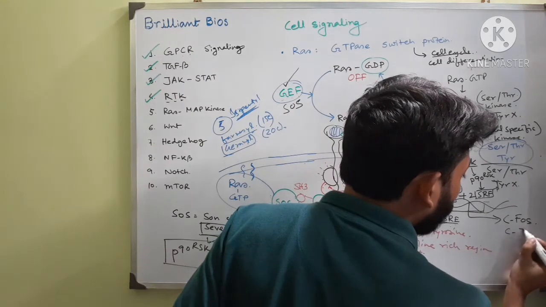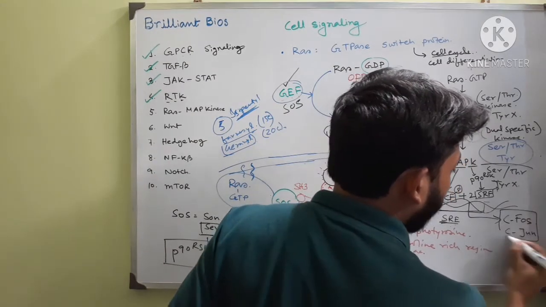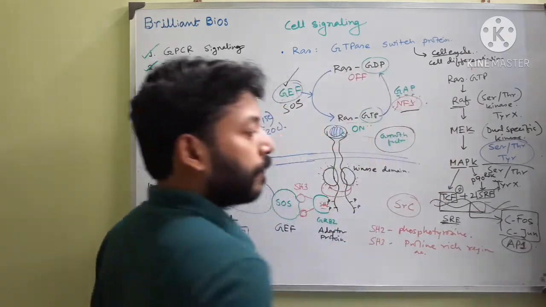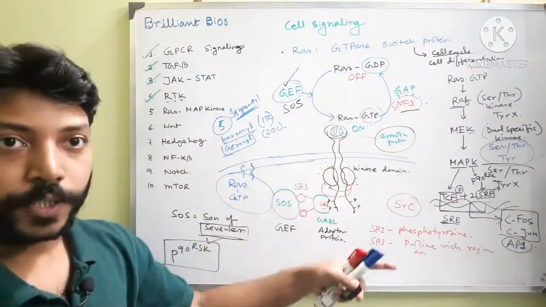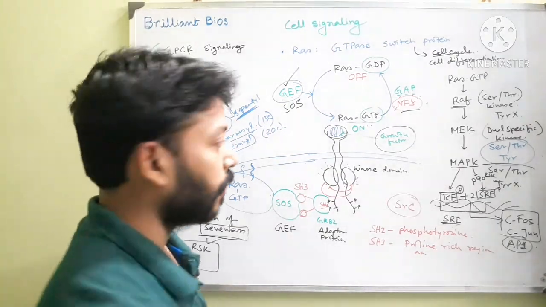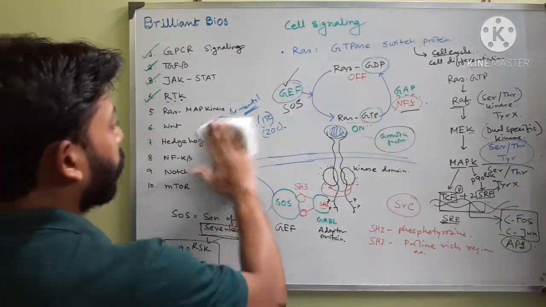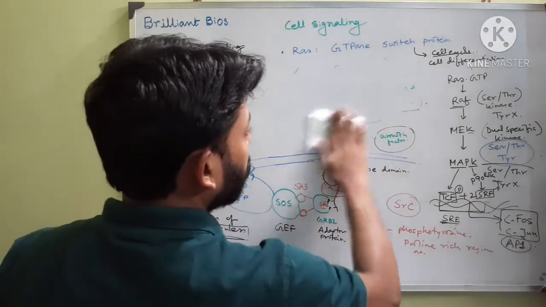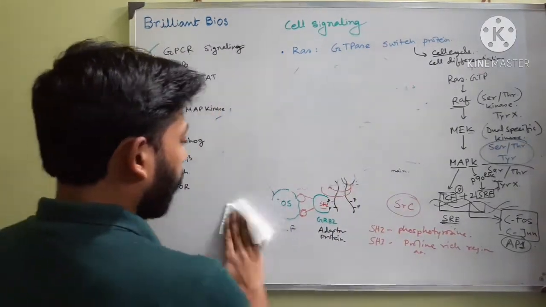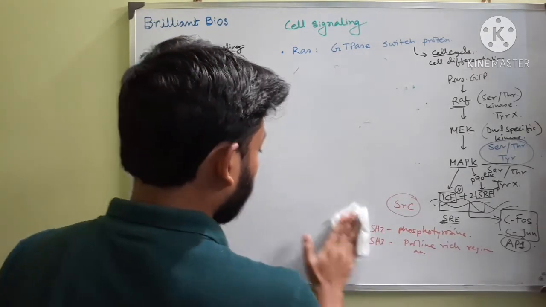CFOS associates with C-Jun, another transcription factor, and makes AP1, a complex. This is the whole story. Now I will show you how these occur, how RAF actually gets activated, because there is a molecular mechanism. You must note down this, what I have drawn here.